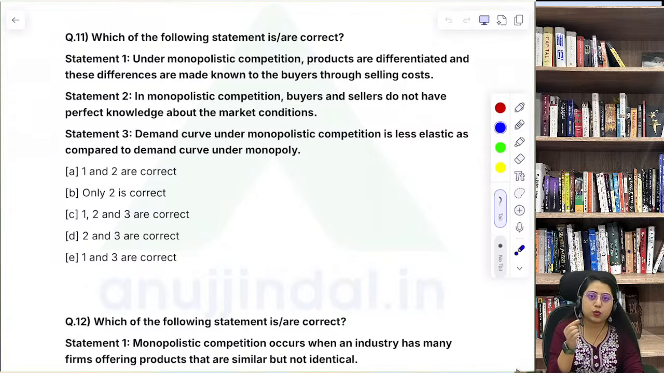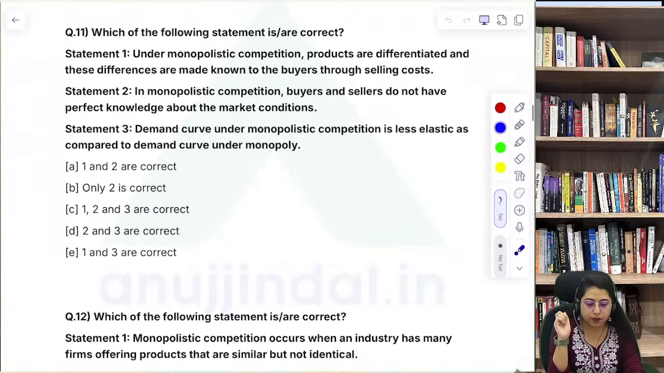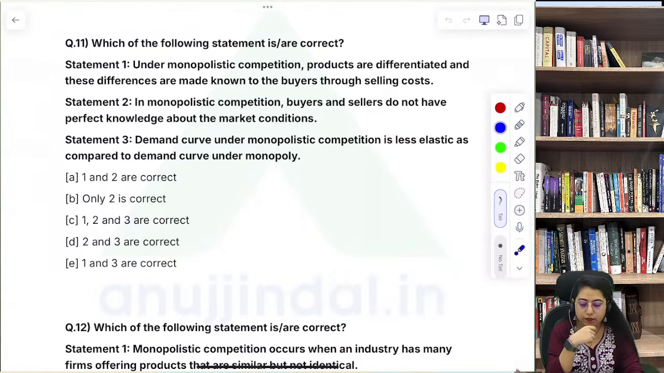So that's where the examiner changes the question and it seems correct and incorrect. You have to notice all this. Which of the following statements are correct? Question number 11. I didn't get the answer yet.